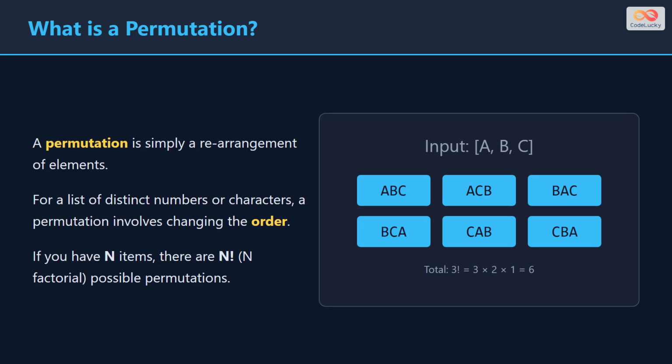First, let us define what a permutation is. A permutation is simply a rearrangement of a collection of items. For example, if you have the letters A, B, and C, you can arrange them in 6 distinct ways, such as ABC, ACB, and so on. Mathematically, for n distinct items, there are n factorial permutations.